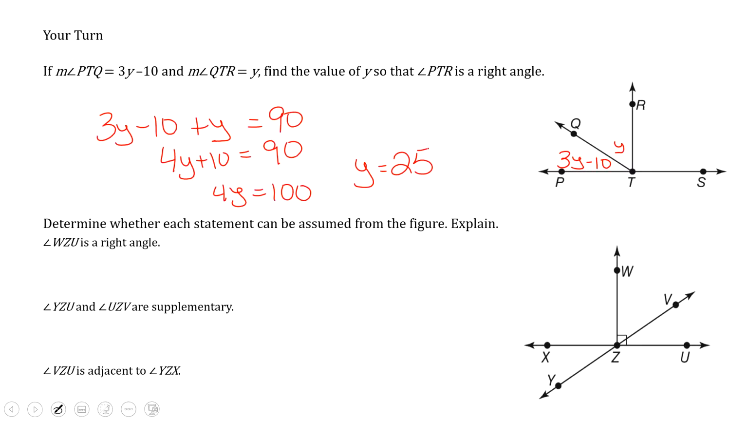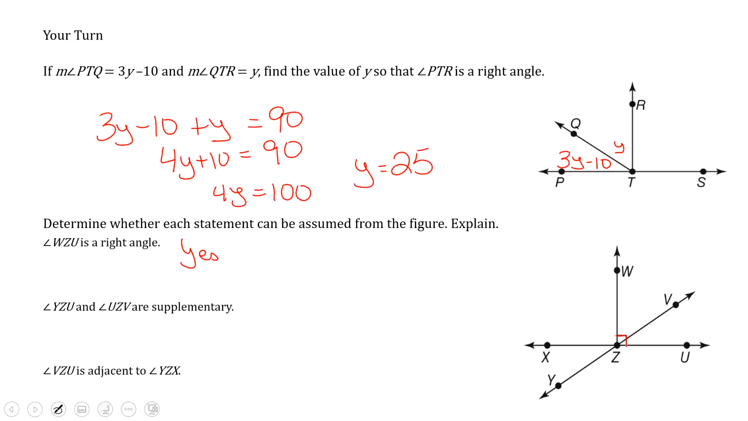All right, so in the diagram, can we assume WZU is a right angle? Yes or no? That would be a yes, because it has the box. It has our little indicator in the corner that tells us it's a right angle. That's your explanation.